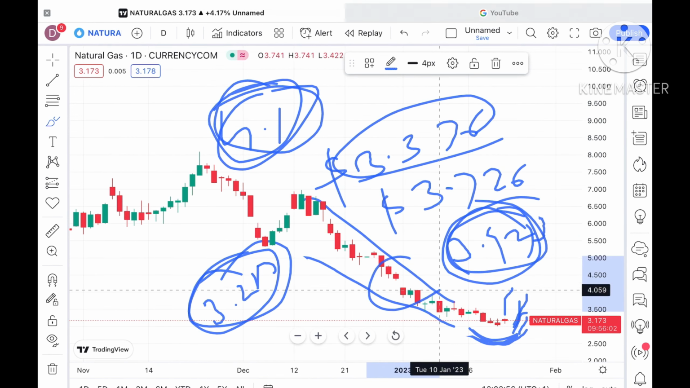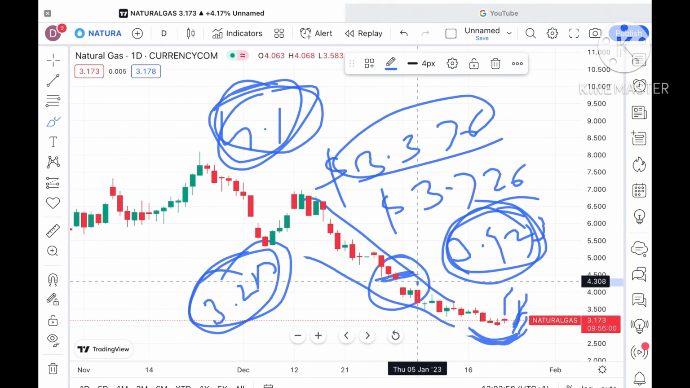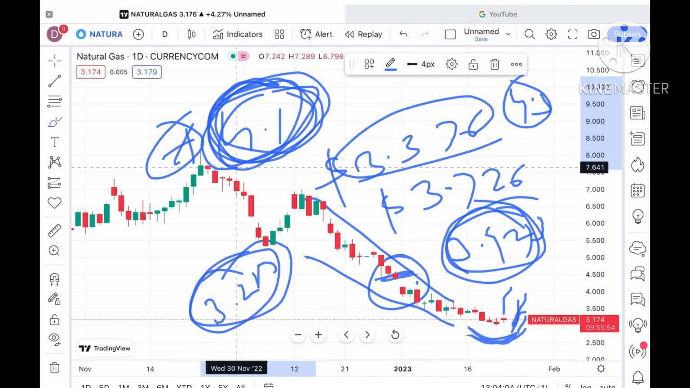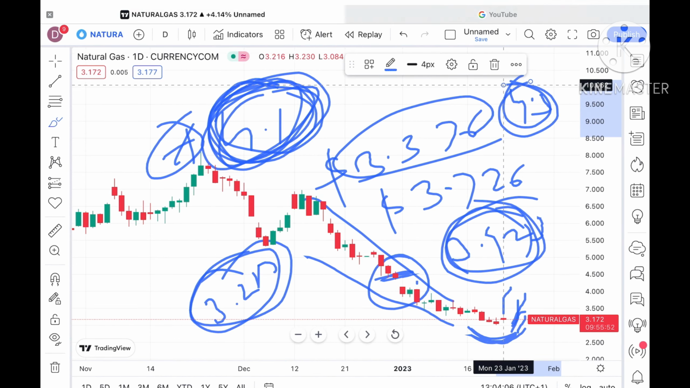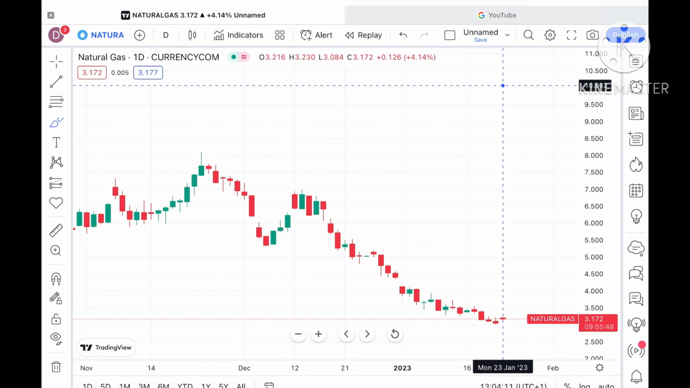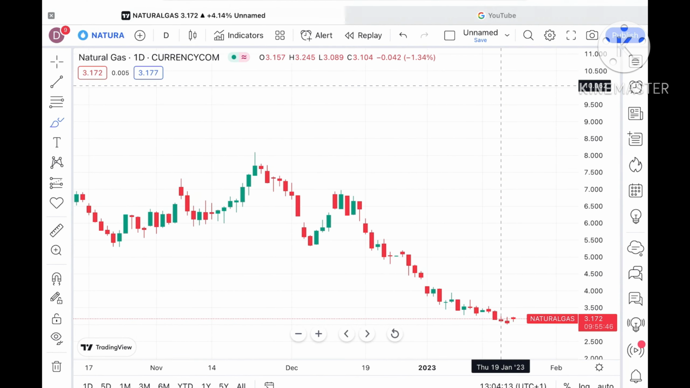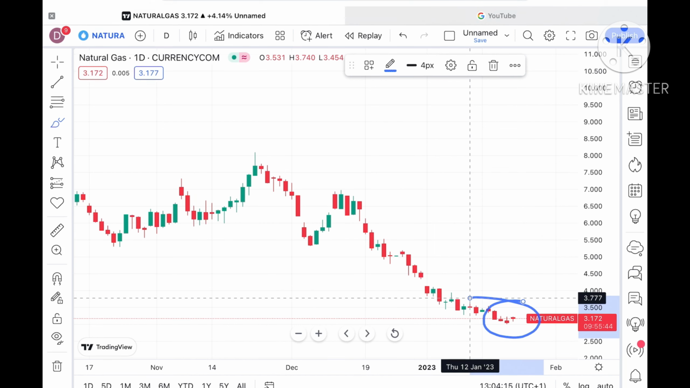Once it sustains this level, then it can fill this zone, and chances of touching 4.3 are on the higher side. So you have to understand, this probability is very high. Once it sustains above this level, chances of touching 4.3 are there, and then it can move further upside. Now understand something, that all these candles are red candles.